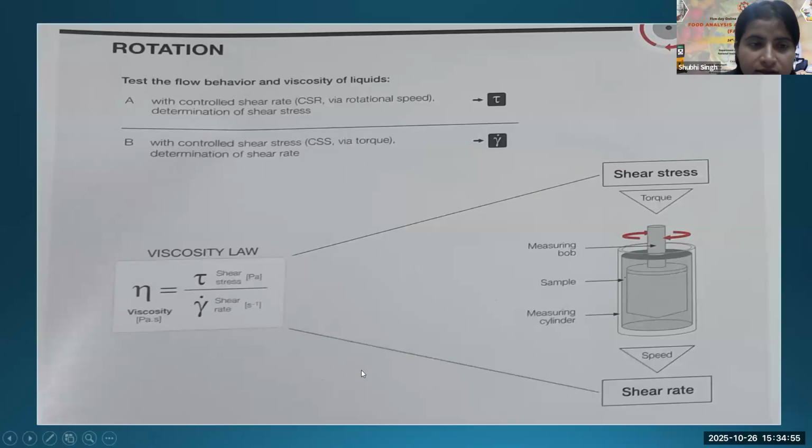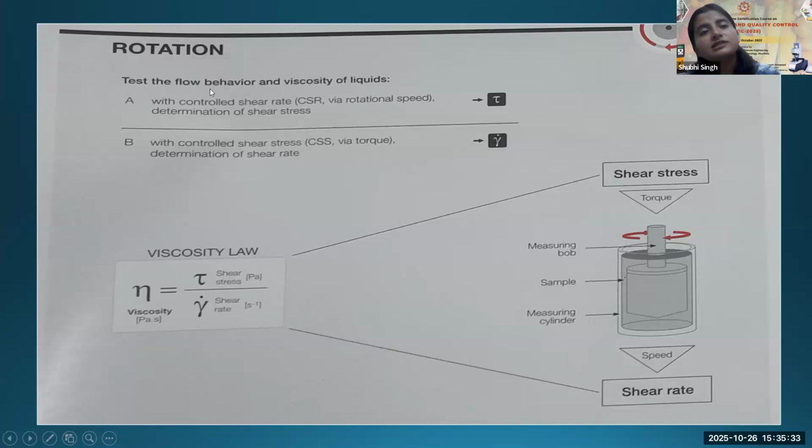So rotation is this, where viscosity law has a formula: viscosity eta, in terms of Pascal second, is equal to shear stress upon shear rate. Okay, shear stress is the tau and shear rate is the gamma. So the unit of shear stress is Pascal and the unit of shear rate is second inverse. Okay, so you are providing shear stress with the help of rotation.